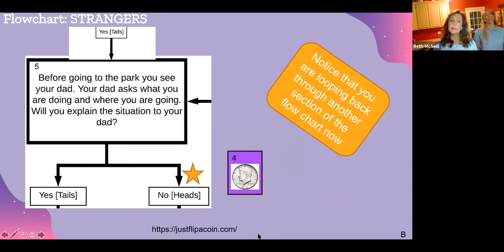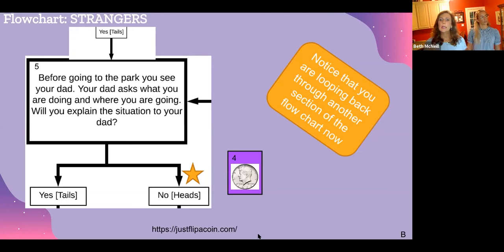And I get to this box that says, before going to the park, you see your dad. And your dad asks what you were doing and where you were going. Will you explain the situation to your dad? Flipping the coin, I end up with flipping heads, which means no, I'm not telling. So yes and no is not always the right and wrong answer. Sometimes a no answer isn't what you should have said. And so the flow chart's kind of designed to keep students on their toes.